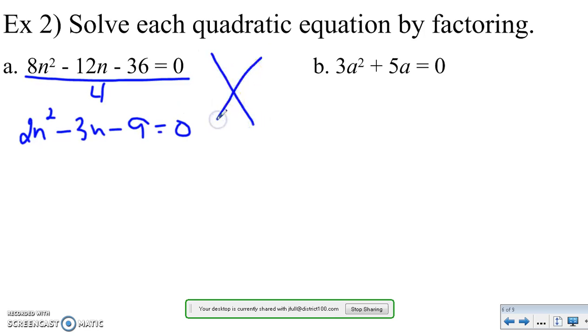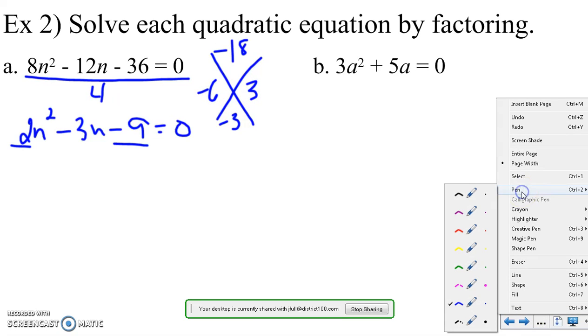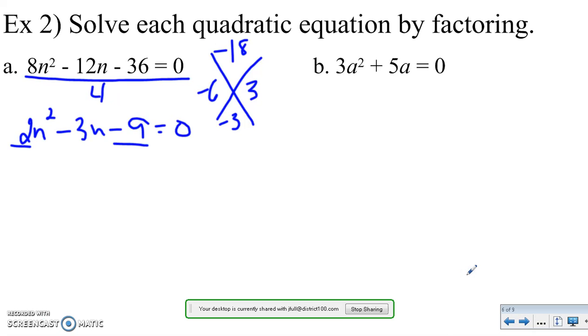Go ahead and make my X. Since there's a number up front, I need to remember to multiply. 2 times negative 9 is negative 18. So I need negative 18 on top. That negative 3 goes on the bottom. So the two numbers that multiply to give me negative 18 and add up to negative 3 are negative 6 and 3. Since there is a number out front here, we need to do AC split.